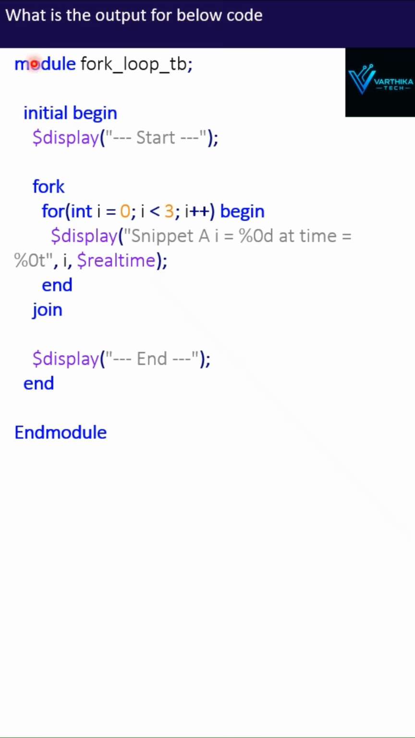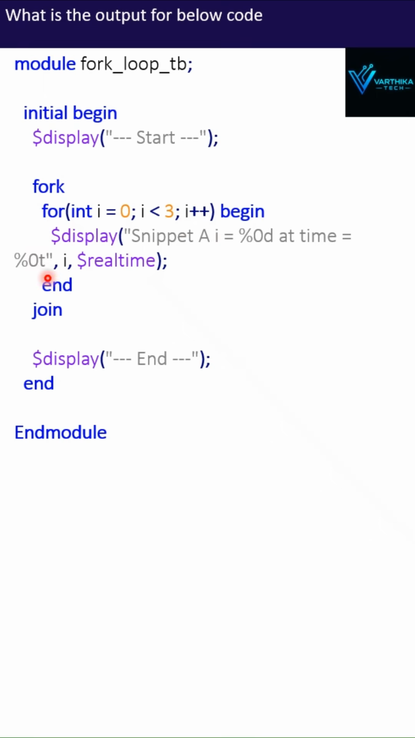So here the initial block will start at time 0 and print the start message with the display statement. Inside the fork join, there is only one statement, which is the entire for loop. So this entire for loop will execute sequentially. It will create only one child process, not one process per iteration.